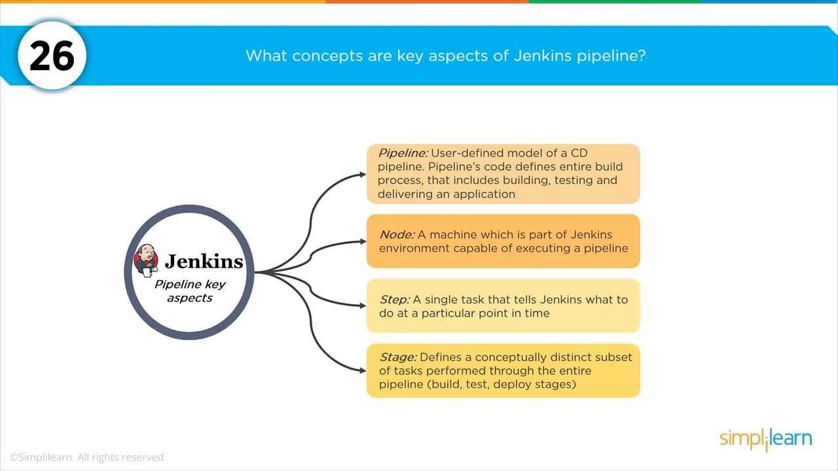So when working with Jenkins, you're going to be asked, what are the key concepts and aspects of working with a Jenkins pipeline? And you want to really hold out your fingers here and go through four key areas, and that is pipeline, node, step, and stage. So pipeline refers to the user-defined model of a CD, continuous delivery pipeline. Nodes are the machines which are part of that Jenkins environment within the pipeline. Step is a single task that tells Jenkins what to do at that particular point in time. And then finally, stage defines a conceptually distinct subset of tasks performed through the entire pipeline. And tasks could be build, test, and deploy.